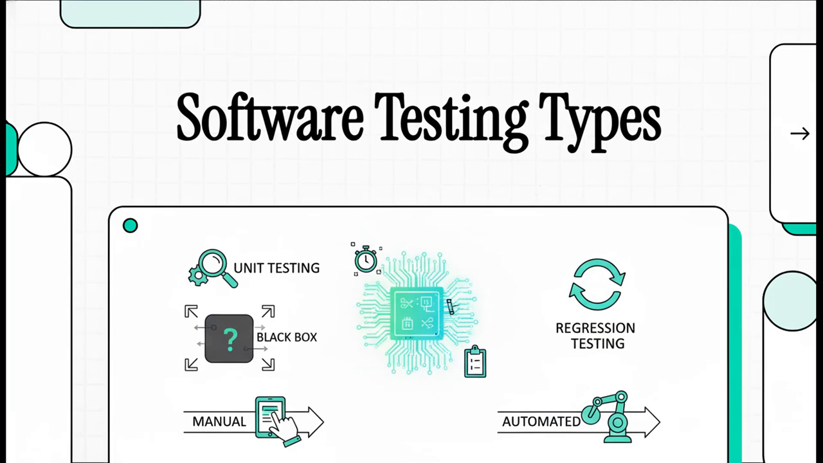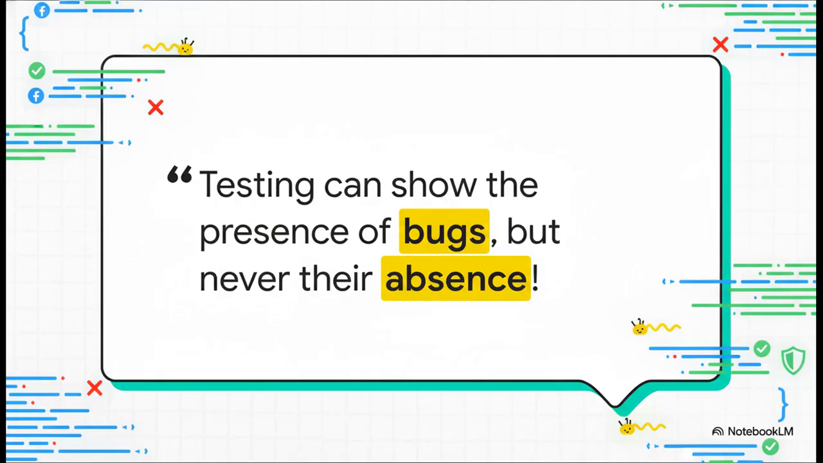Have you ever heard people throw around terms like unit testing, black box, or regression testing and kind of felt like you were just nodding along? Well, if you have, you are in exactly the right place. We're going to build a really simple mental map to show you how all these different types of software testing actually fit together.